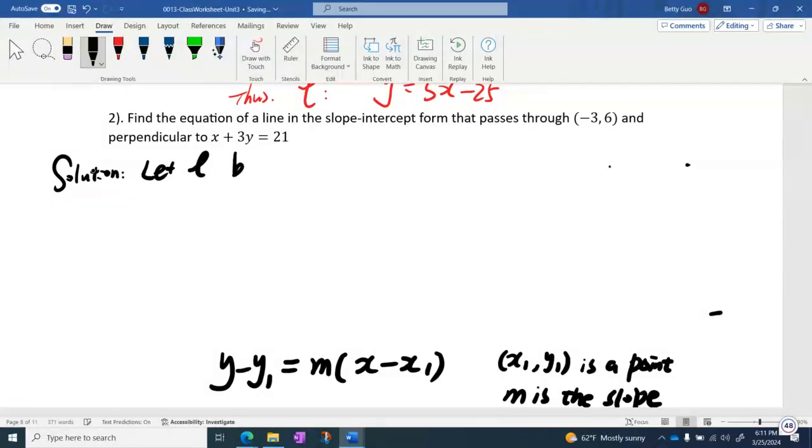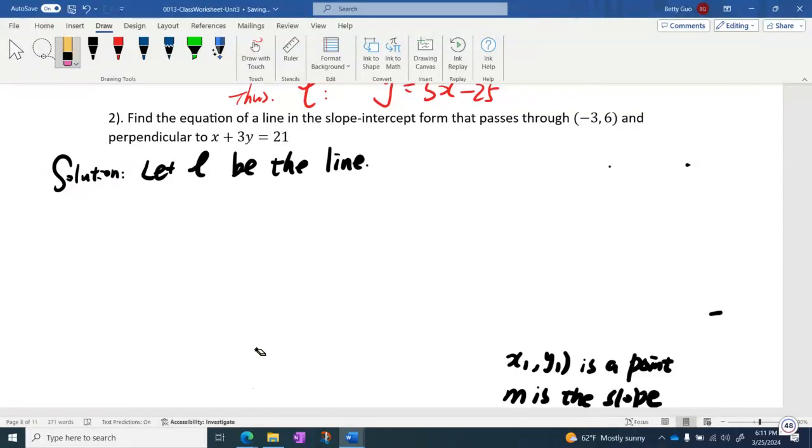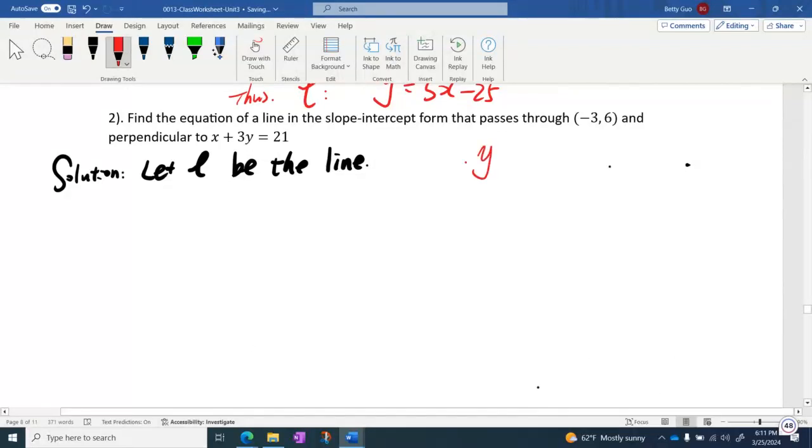Let L be the line we are looking for. We are looking for the slope-intercept form of L. The slope-intercept form formula is y equals mx plus b. We need to know the slope and the y-intercept. How do we find the two parameters in the equation? Let's see what information we have.